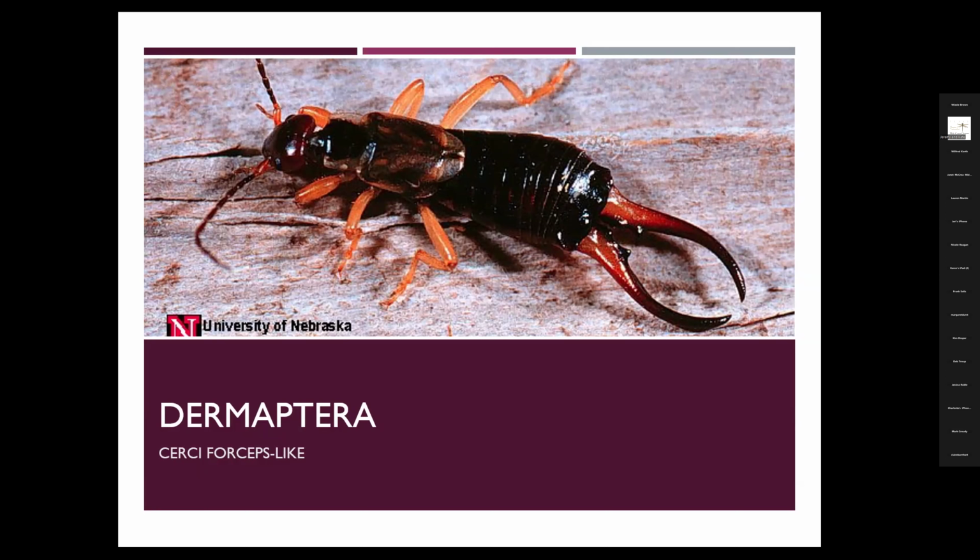Earwigs may or may not have wings. Those that do, the front wing is going to be shortened and leathery, and then the hind wing is going to be membranous. I have in nature seen an earwig with its hind wings out. They're always folded up underneath those front wings.